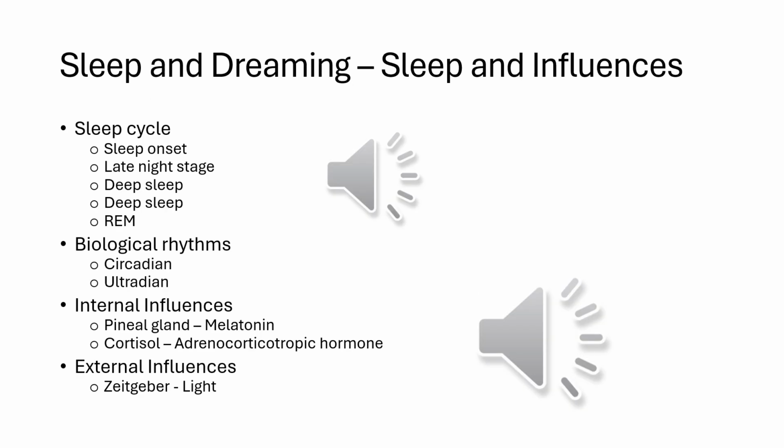For sleep and dreaming, we need to start by looking at the sleep cycle, so sleep onset, late night stage and deep sleep. You need to be able to know what the characteristics are of each stage, so in terms of how easy are we to wake up, what's happening in the brain, what happens to our muscles in terms of are they paralysed or are they able to move. You've also got to remember when you come back out of the cycle, we then have REM sleep, and talk about what REM sleep is in terms of dreaming.